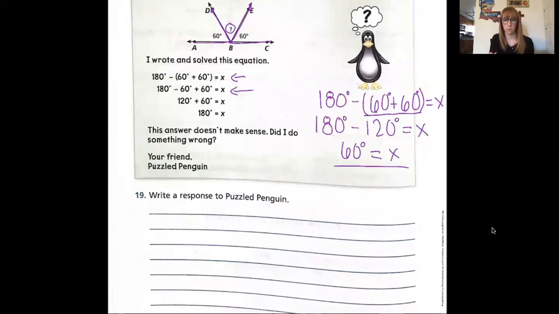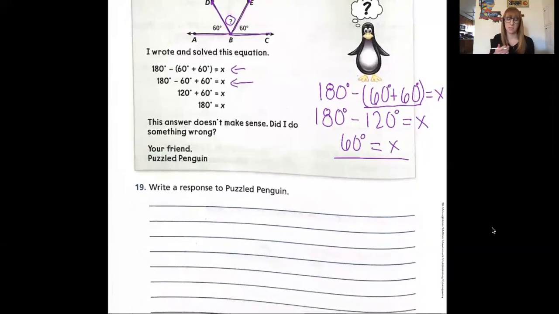We write him a statement, an answer, maybe saying that you forgot to do what was inside the parentheses first, and add those two 60-degree angles to find the unknown by subtracting with 180. So just remember that even though we're in angles and we're looking at new things, we still have to build on what we've already learned together, including using parentheses and making sure that we're using what's inside first.